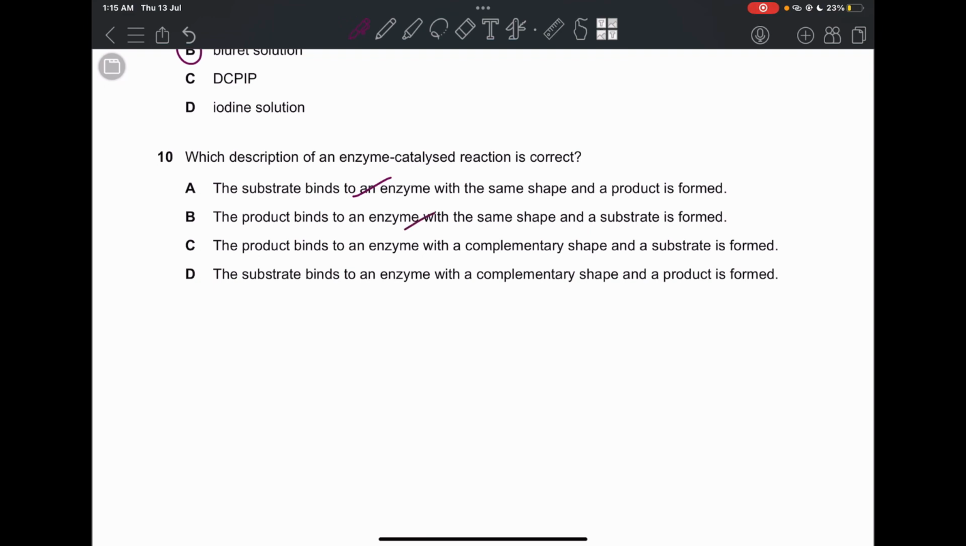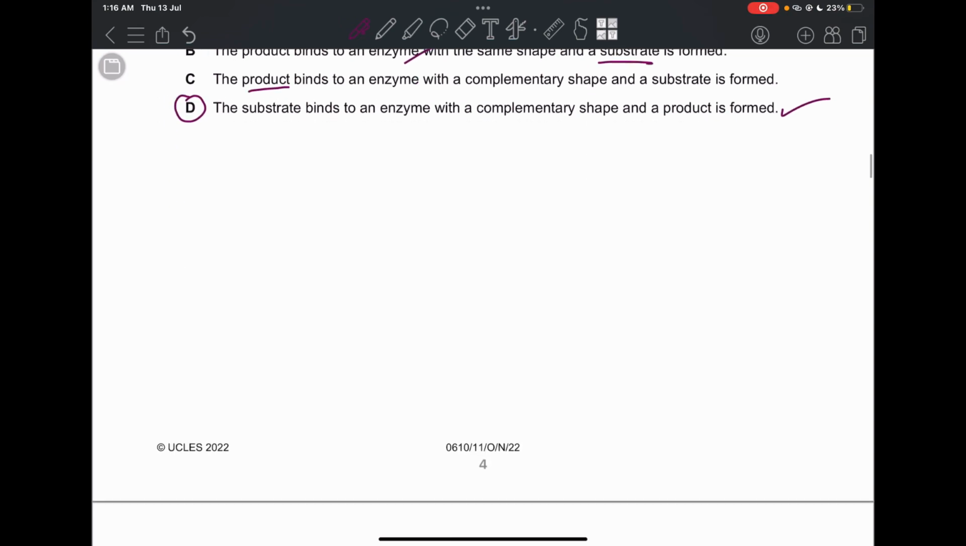Of course, this is incorrect because a product is formed. The product binds to an enzyme. Of course, this is incorrect. The substrate binds, not the product. And the substrate binds to an enzyme with a complementary shape and a product is formed. This is the correct answer, so our answer is D.